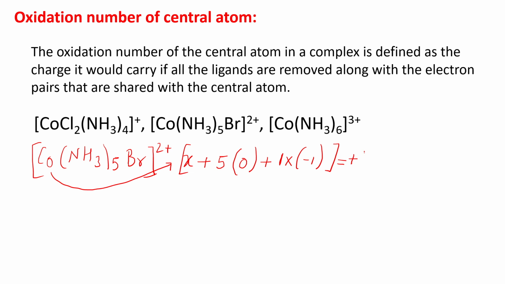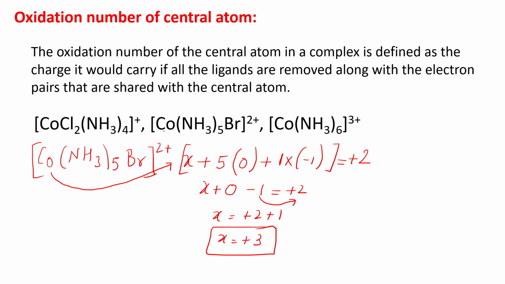+2. So, x plus 5 into 0, 0. Minus 1 into -1, 1. Equal to +2. What is the charge? +2 plus 1. It will go in this side now. +1. X is equal to +3. So the charge on this cobalt is +3. Good.